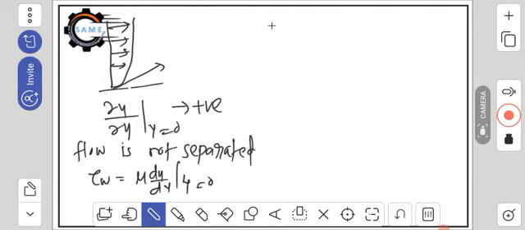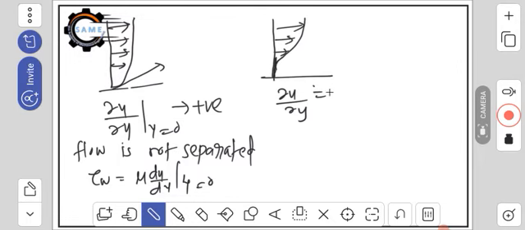Now the other case may be like this. The flow will go like this, and here it is attached. You understood this? Now in this case, du/dy is equal to 0, because the y gradient tends to infinity, which means du/dy is 0 in this case.